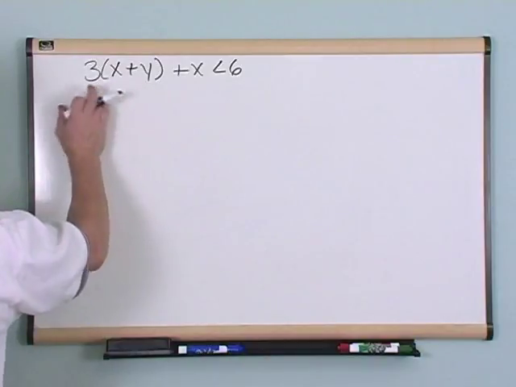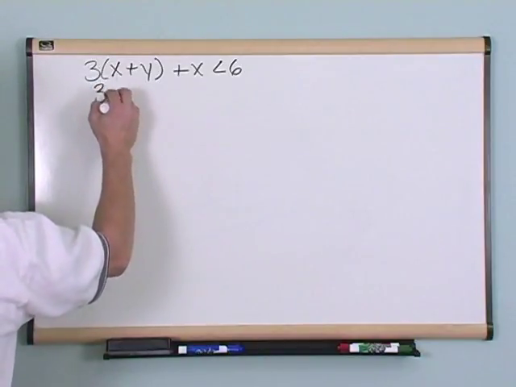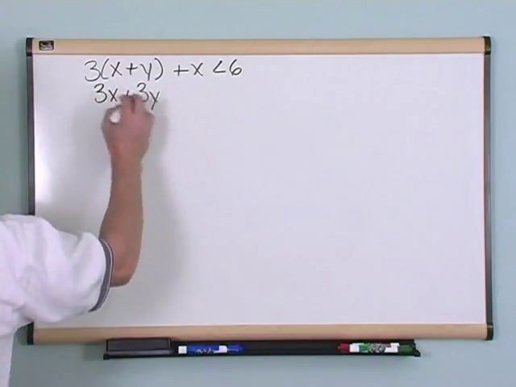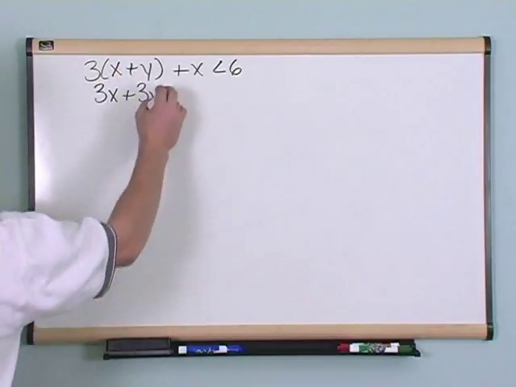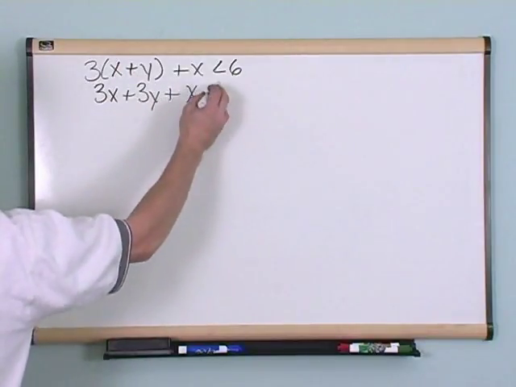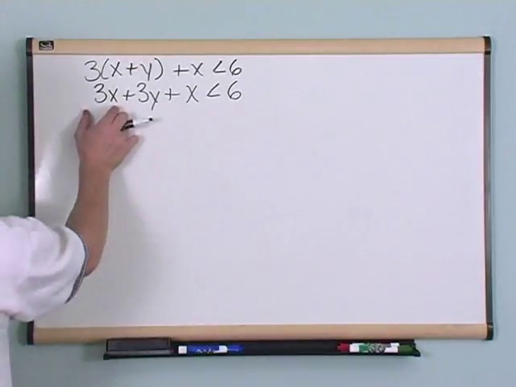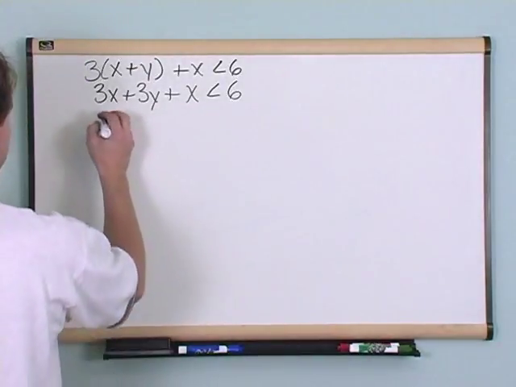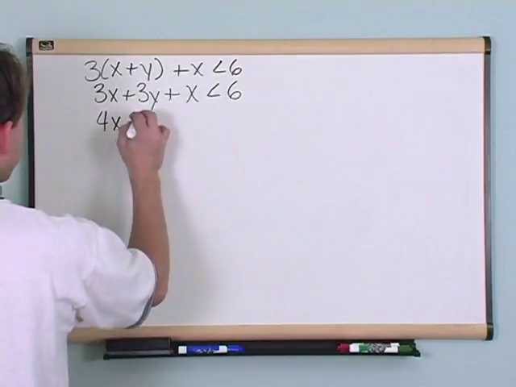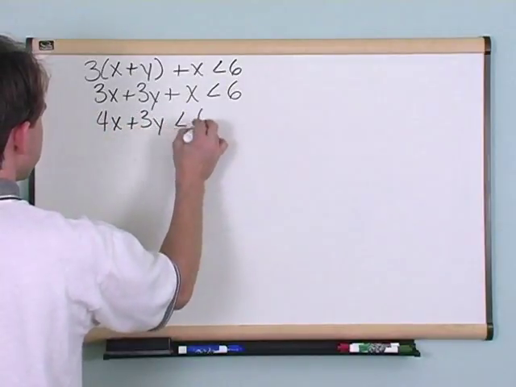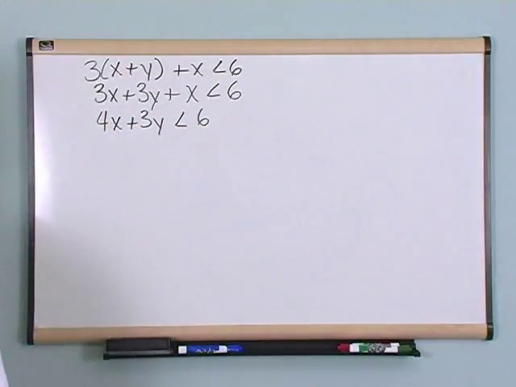So first thing I'm going to do is distribute the 3 in. 3x plus 3y, that's just distributing the 3 in, plus x, I just kept that the same, less than 6. I can combine 3x and x to make 4x plus 3y less than 6. That's easy enough.